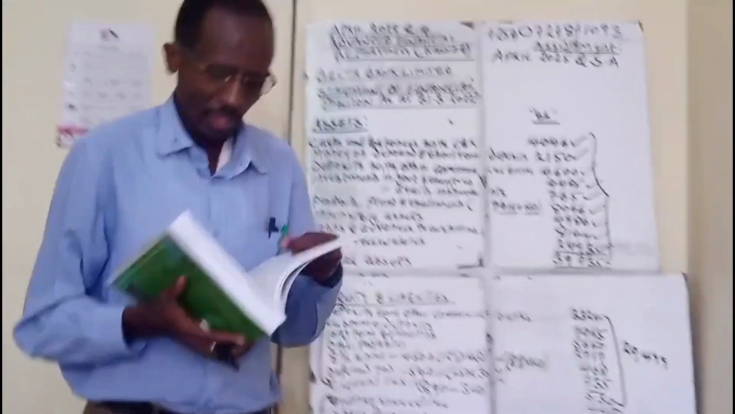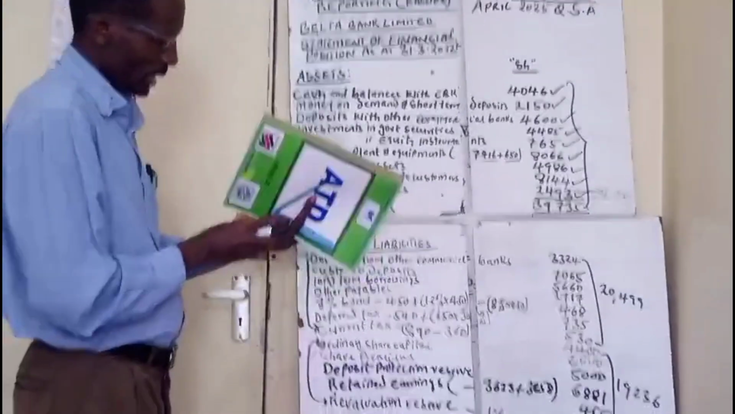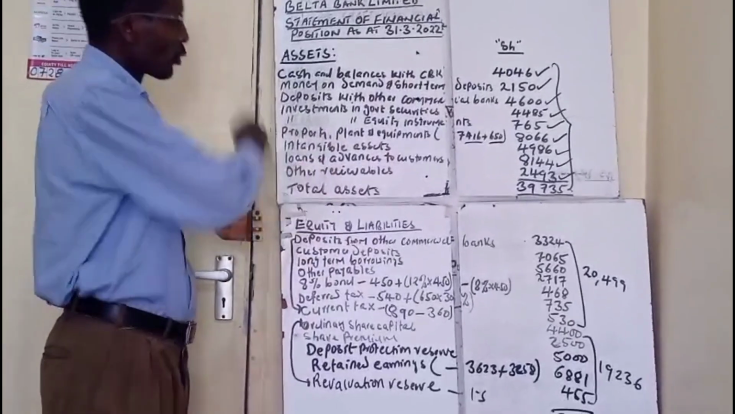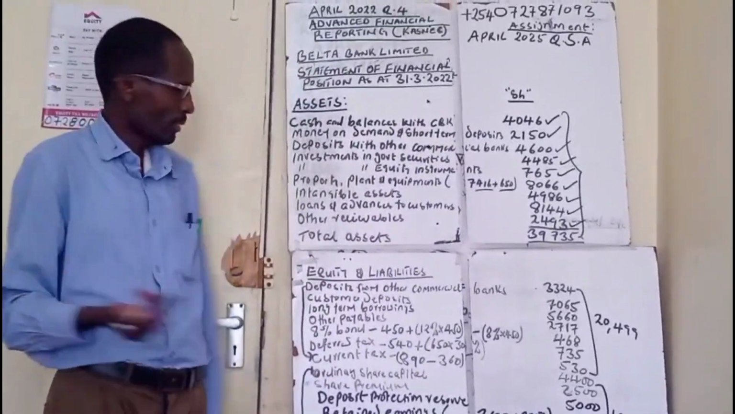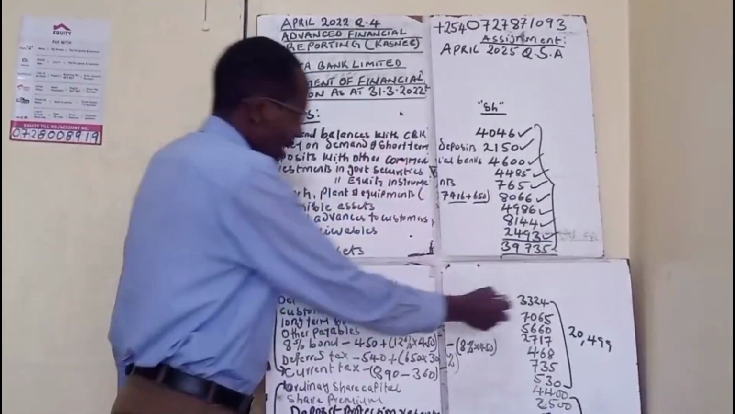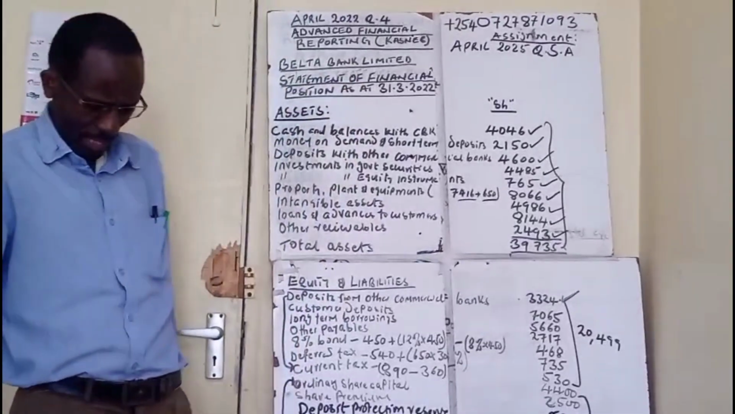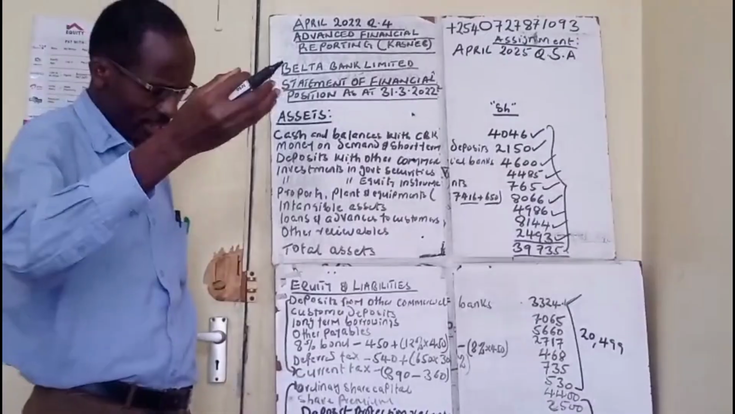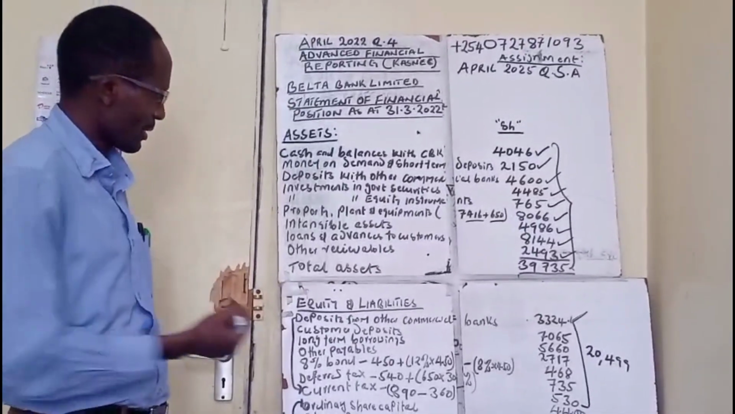The amounts have been shown there in your question. You just read them directly. Now, this one does not have any workings. You just need to classify the item as either asset, liability, or equity. The first liability is deposits from other commercial banks. So when this particular bank receives deposits from other banks, that particular amount of money is a liability. It is not an asset.